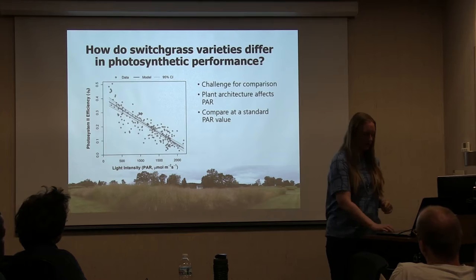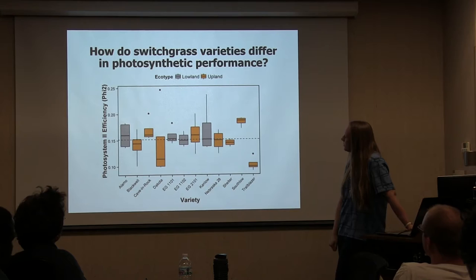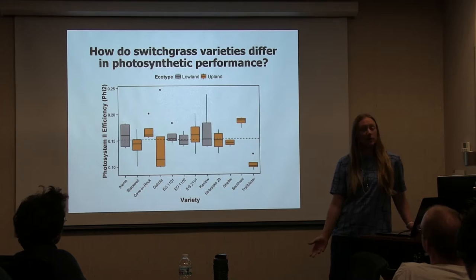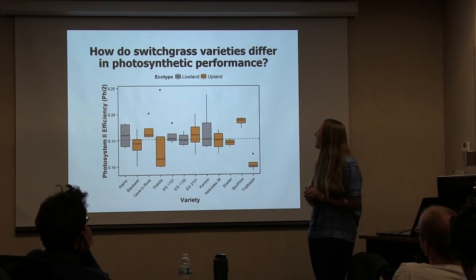Here are 12 varieties of switchgrass. They're all commercially available varieties that people have used in this region. Three of them are experimental, like more proprietary varieties. And this is showing Phi2, so the photosystem 2 efficiency.